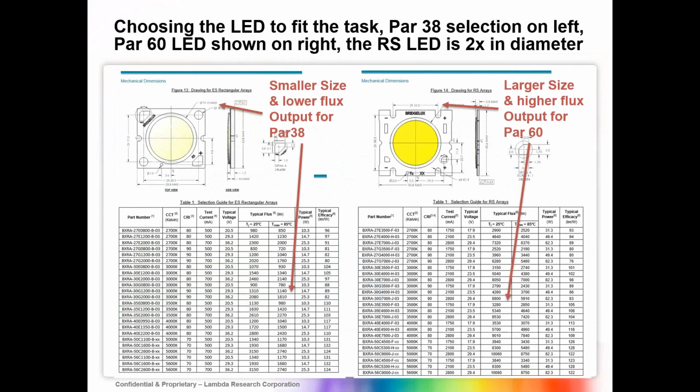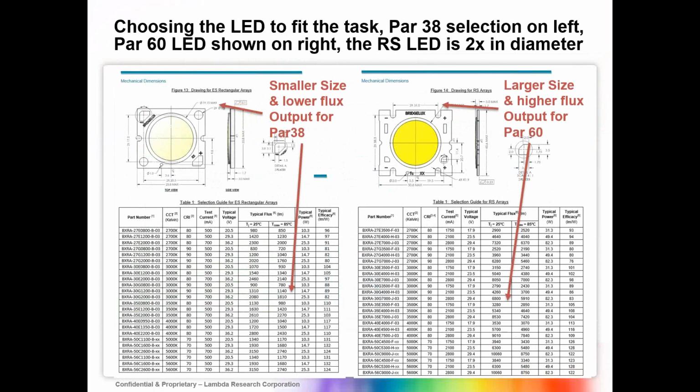We're going to be getting an efficiency of about 50% for this lamp, so I'm going to need at least 1100 lumens for this particular application, and I want a 90 CRI. The ES is about 19.5 millimeters in diameter. The RS array is about 31 millimeters.